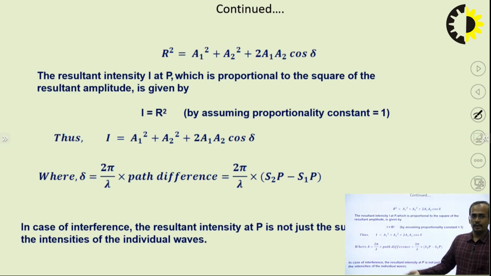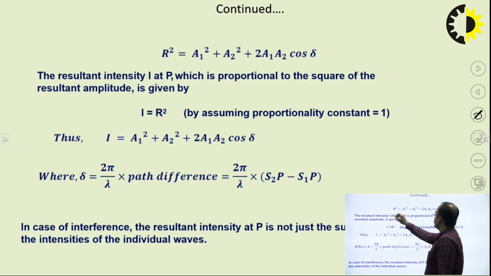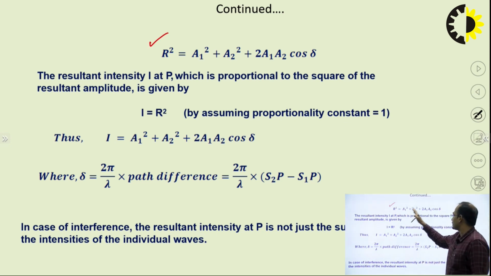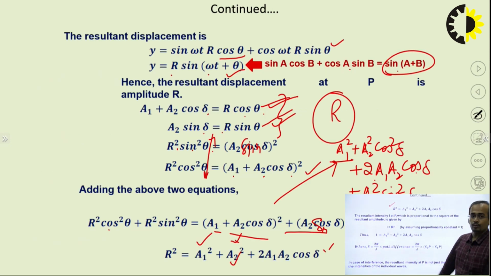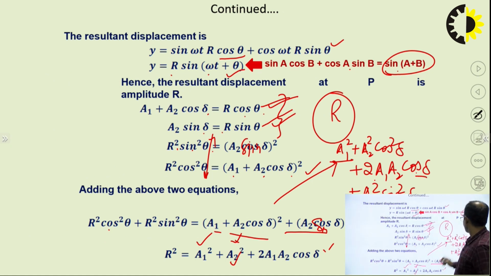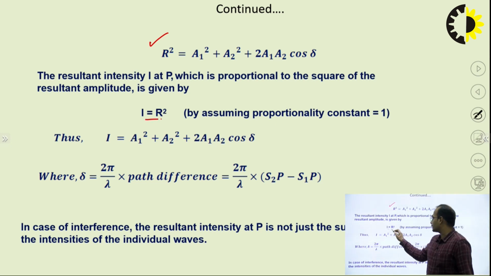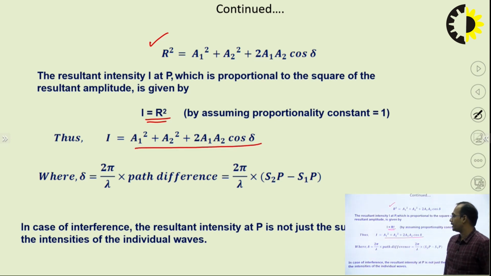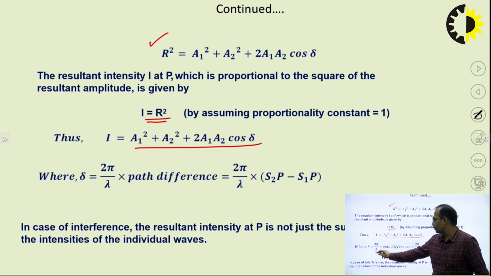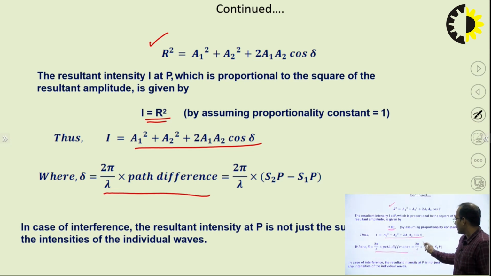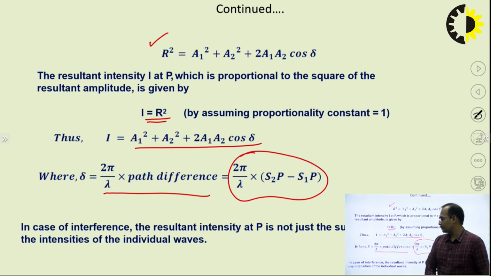So how will you calculate the intensity? The resultant amplitude is this: R square is equal to A1 square plus A2 square plus 2 A1 A2 cos delta. The intensity at point P is directly proportional to the square of the resultant amplitude, which is given by I is equal to R square, that is A1 square plus A2 square plus 2 A1 A2 cos delta, where delta is equal to 2 pi by lambda into the path difference, that is 2 pi by lambda into (s2 minus s1).